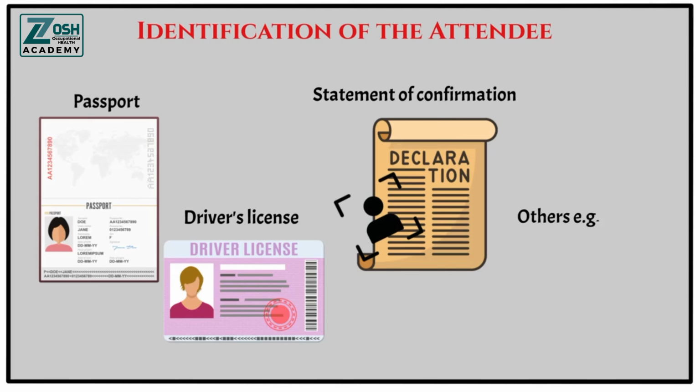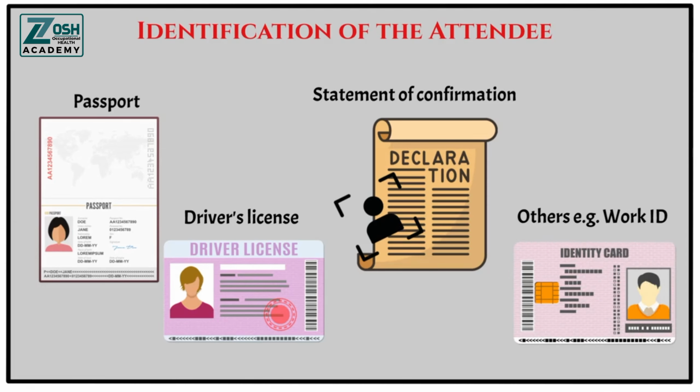Additional supporting evidence for identity could be an NHS number, bank cards, work ID card, travel card, etc.